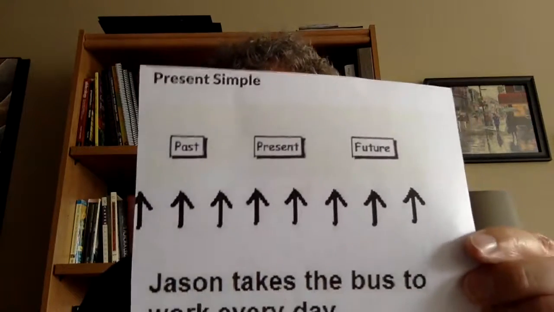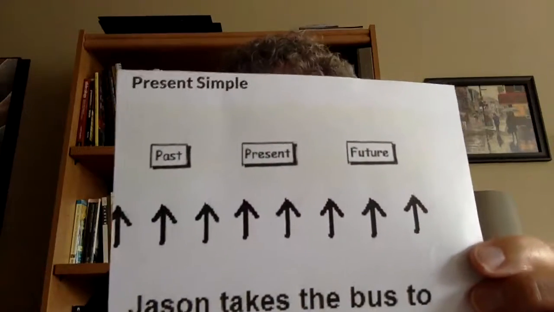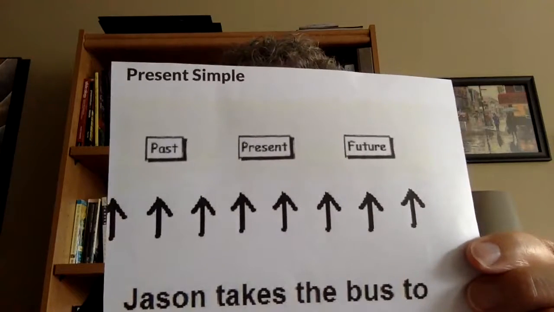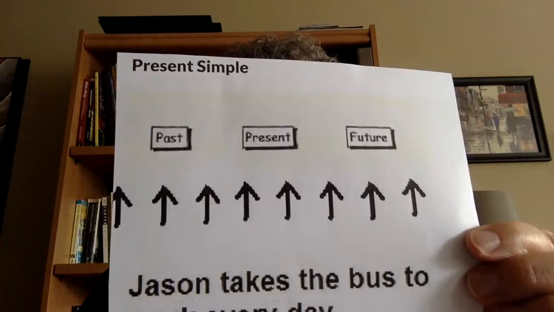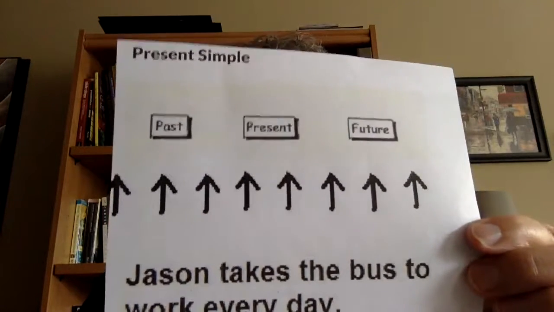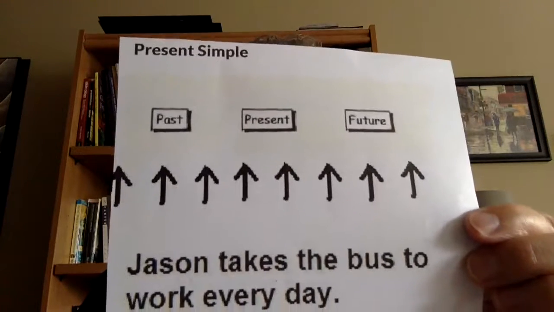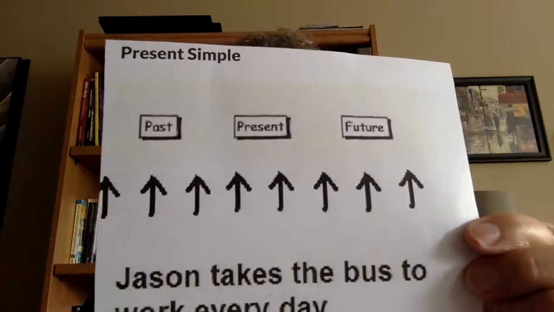So here in this case, we have a positive statement in the present simple: Jason takes the bus to work every day. In this sentence, the subject is Jason. The present tense verb is takes. The object is the bus. And the time expression is to work every day.